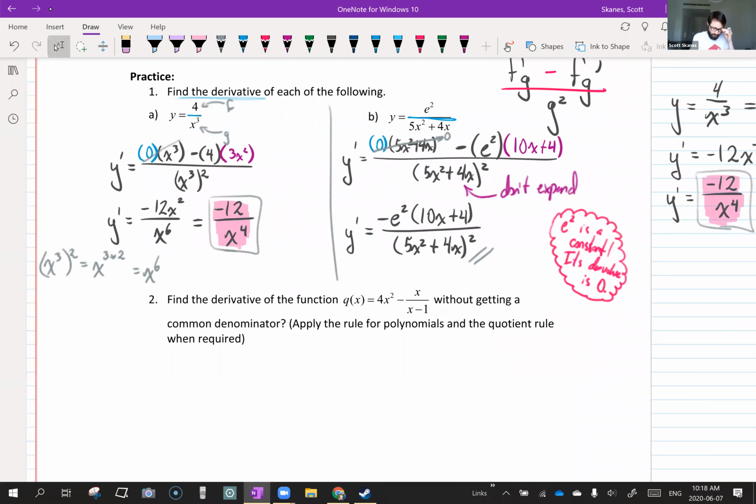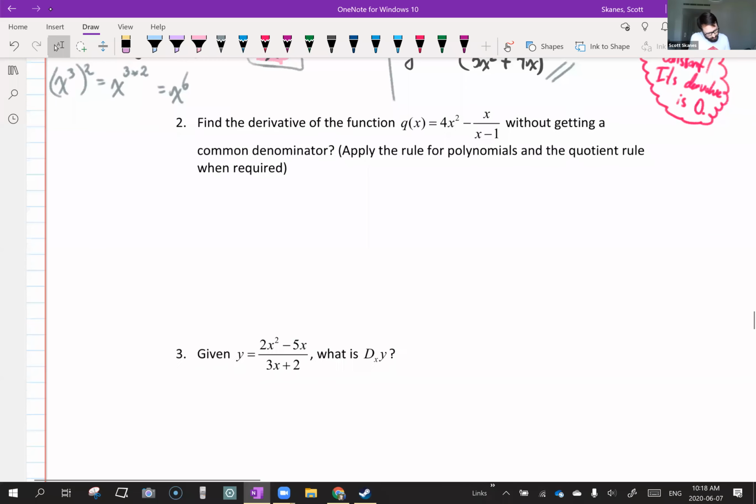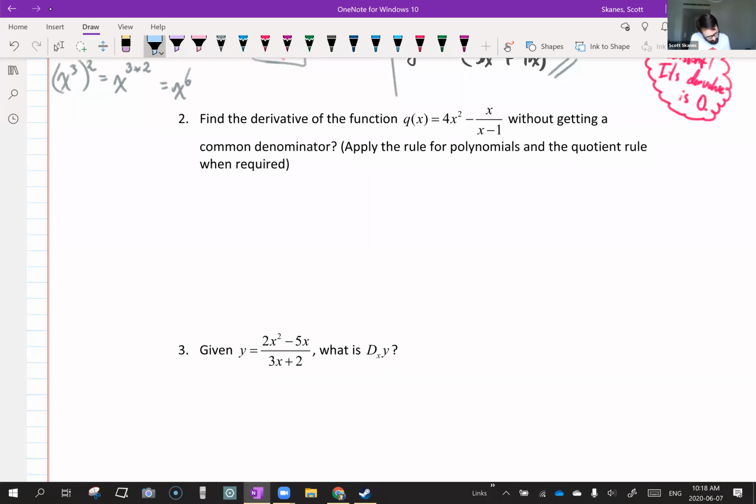Hopefully that's been enough time. If you need me to go back after, I can show you. Find the derivative of this function. So find the derivative without getting a common denominator. Okay, so how this is going to work is quite simple, actually. It looks like a complicated function. It looks bigger than we're used to. But remember, we have this polynomials rule. It just means get the derivative one after the other.